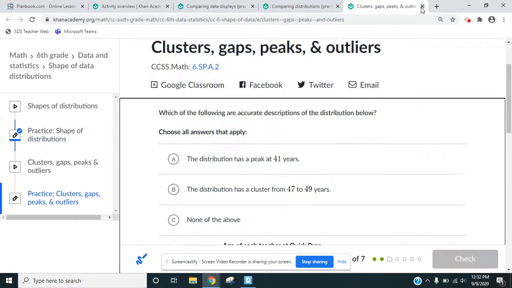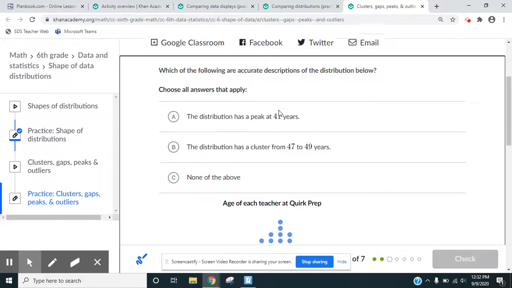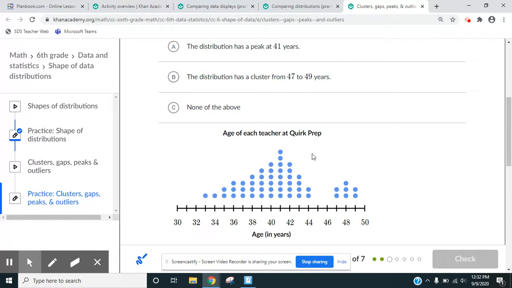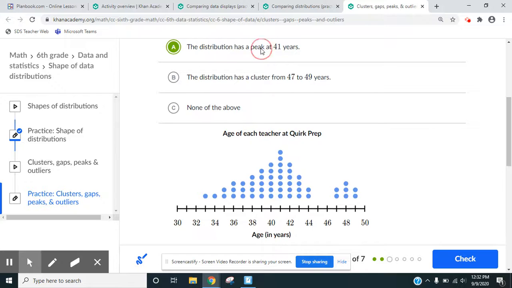Okay, next assignment we're going to look at is this one. Which of the following are accurate descriptions of the distribution below? The distribution has a peak at 41 years. Let's take a look because it could be all answers here, right? The distribution has a peak at 41. Let's look down below. 41, yes, right here is the peak at 41. It sure is, right? We take a look, the highest point on there is 41. There we go, right?